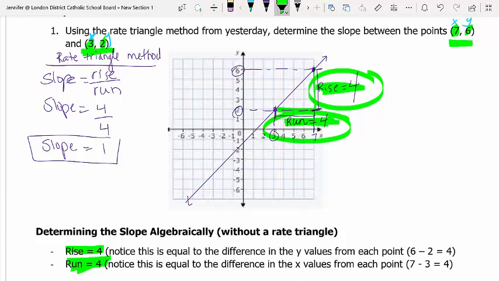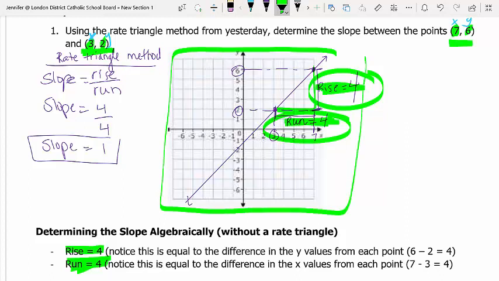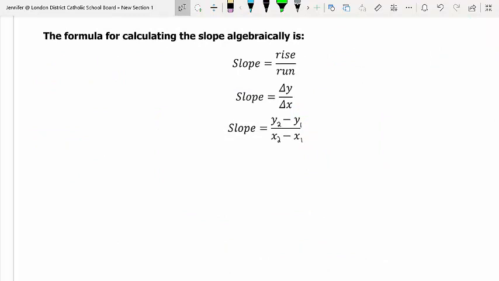So there's actually a quicker way to calculate slope. Instead of drawing out the entire graph, then drawing your rate triangle, we could have calculated the slope just by looking at the original points. I'll show you how to do that now. Before, you knew that the slope formula was rise over run. That was a really convenient formula when using the rate triangle method. And we realized that the rise is just the difference in the y values and the run is just the difference in the x values.